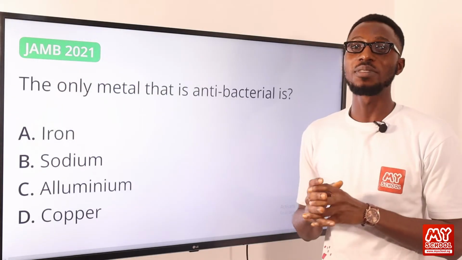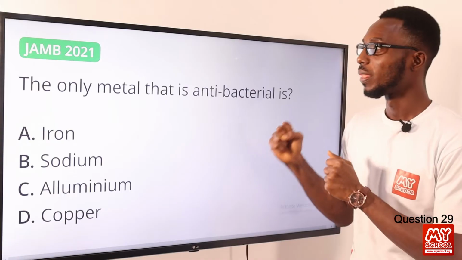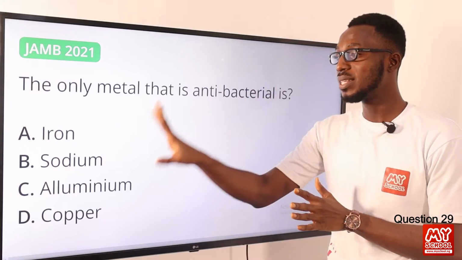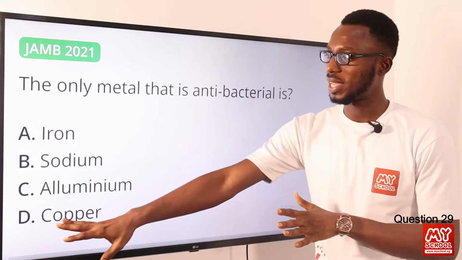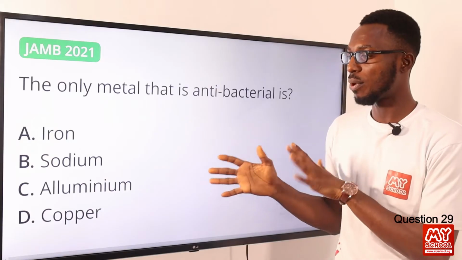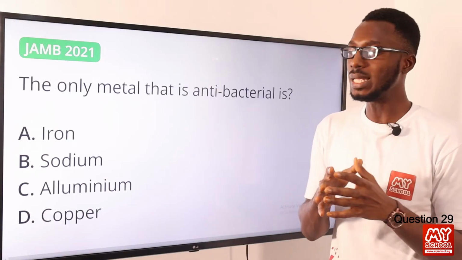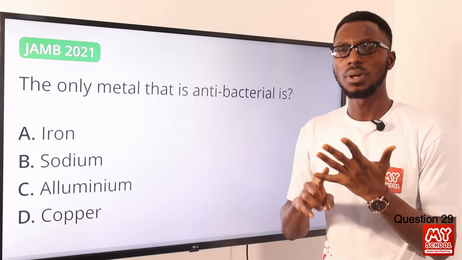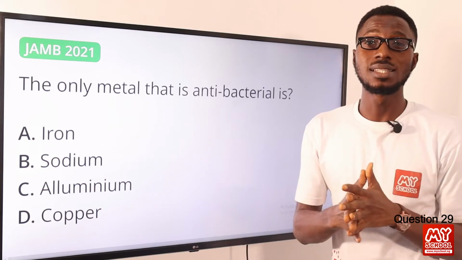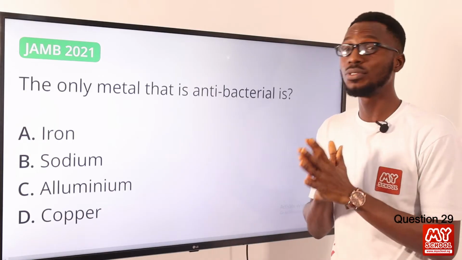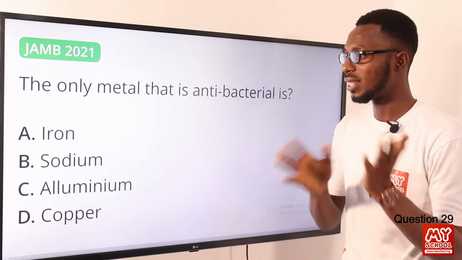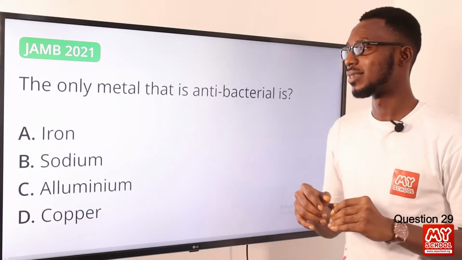So join me as I solve question 29. The only metal that is antibacterial is what? Okay, so based on these options provided, the correct one is copper, because if you consider compounds of copper like copper sulfate, it has fungicide property, it can be used as disinfectant, and in certain mixtures you can even use it to spray potatoes, just for protection against diseases.